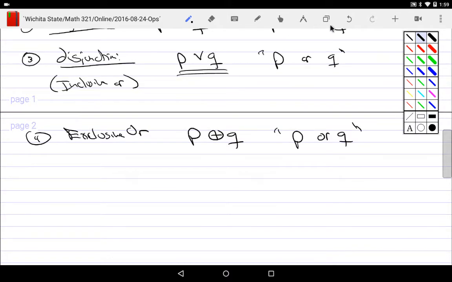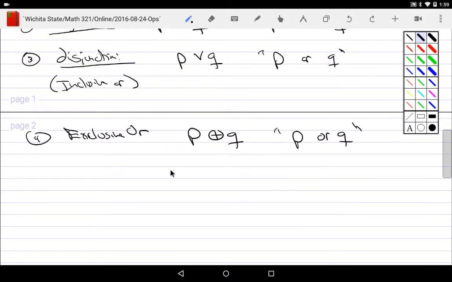So the exclusive or is the or of what a proposition is. It's either true or false, but not both. When in doubt, you can turn an inclusive or into an exclusive or by saying "but not both." So this one is the "but not both." It's P or Q, but not both.